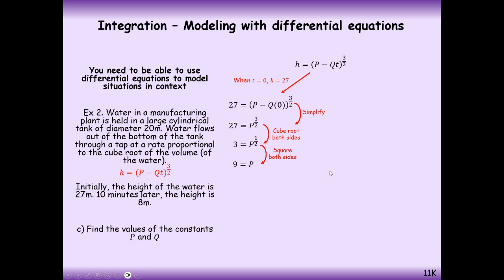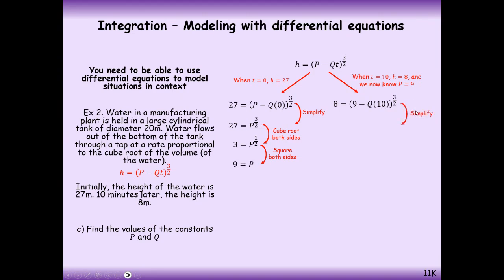So p is 9. Using the fact that t is 10 and h is 8, we also know that the value of p is 9. So we do use that in our calculation, otherwise q would be impossible to solve.